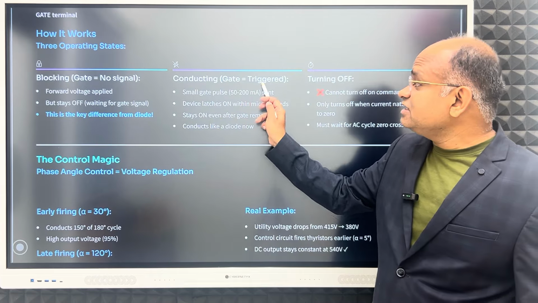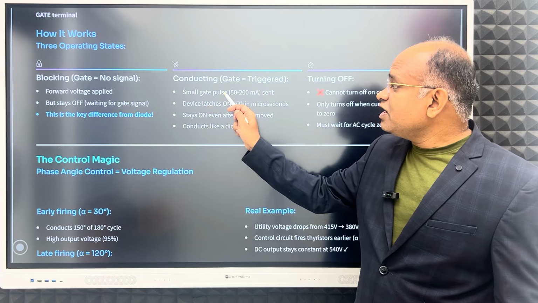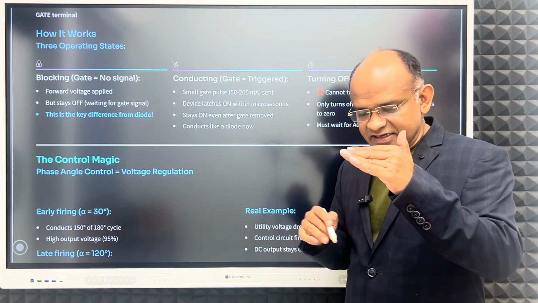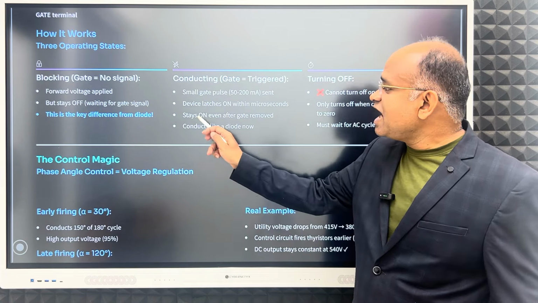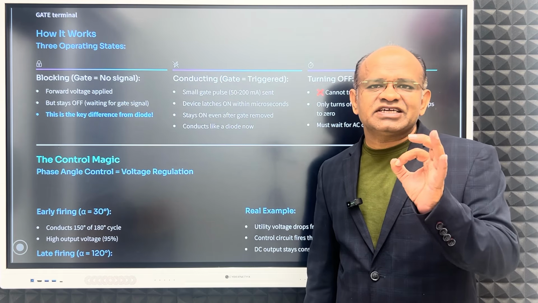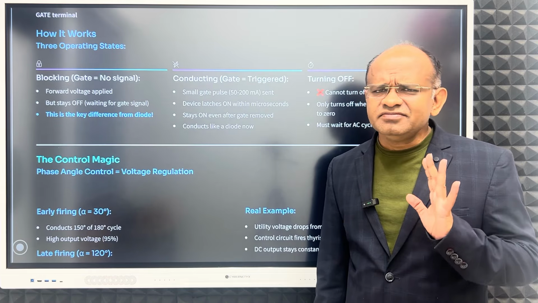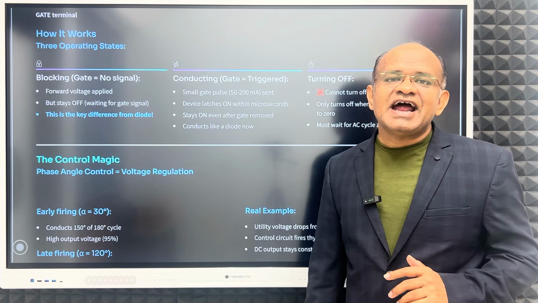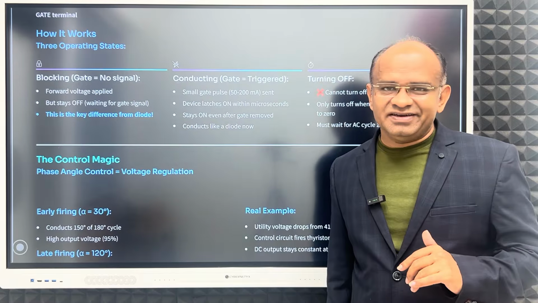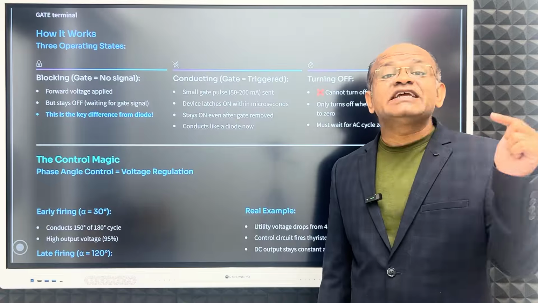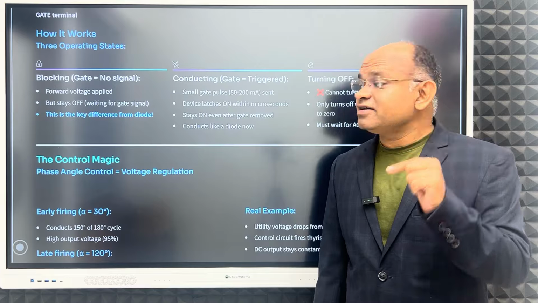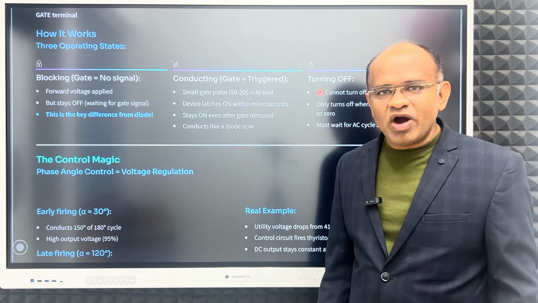Now conducting: gate is triggered. A small gate pulse of 50 to 200 milliampere is sent through the gate, between gate and emitter. What will happen? The device latches on within microseconds, which is very fast. As I have told you, positive charge is added in the P region, that barrier becomes weak and the gate opens. To break that barrier, this much current is required.